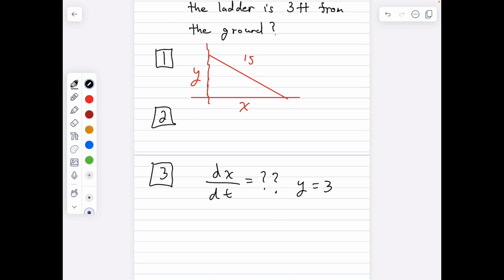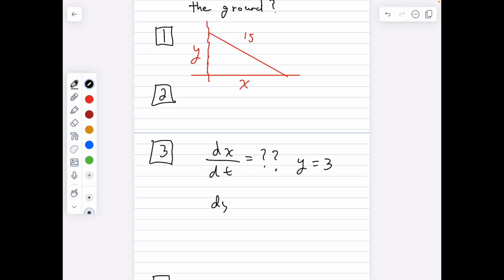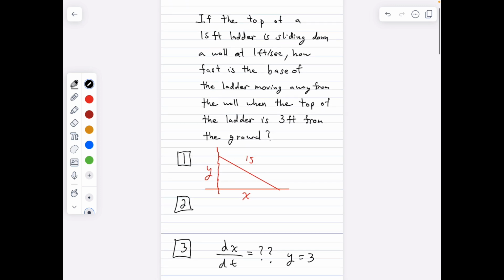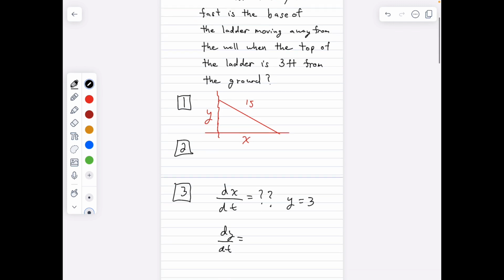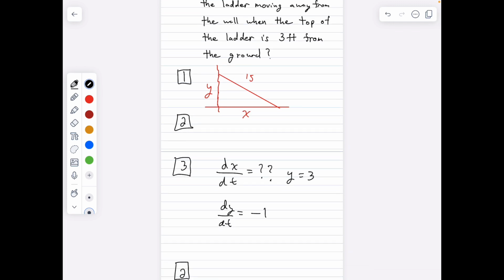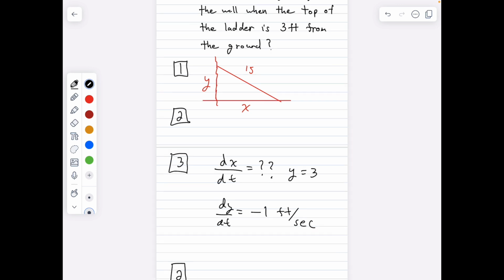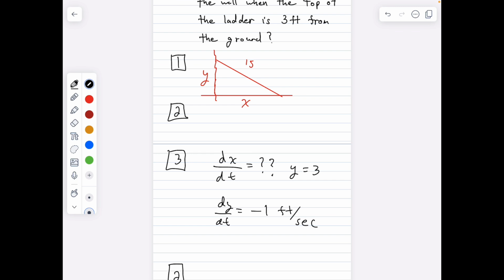All right, we also have a rate that's given. We know dy/dt, okay? We know that the top of the ladder is sliding down the wall at a foot per second. So for every second that goes by, the distance goes down by a foot, so minus 1 foot per second. As you can see, I wrote the units of the rate, feet per second. You don't need to do that. However, you do need to know at the end of the day what the units of the rate you're using are. Feet per second, miles per hour, you need to know that.